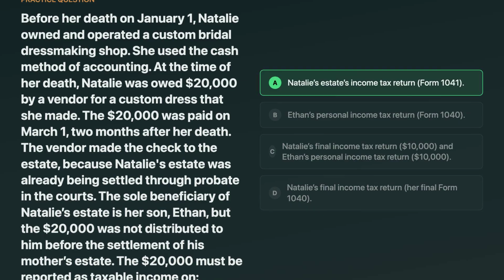The correct answer is the estate's income tax return, Form 1041. This is income in respect of a decedent, earned before death but received after death, so it's not reported on Natalie's final Form 1040. IRD is reported by whoever actually receives it. Here, the estate received the check and didn't distribute it to Ethan before settlement, so it stays on the estate's Form 1041. A tempting wrong answer is Ethan's return, but he didn't receive it.